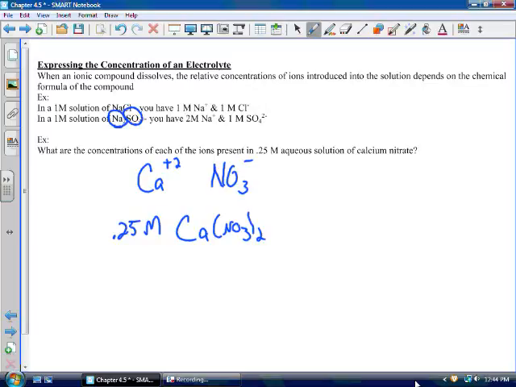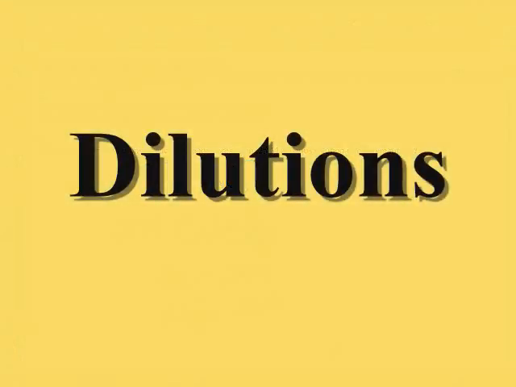The way I figure that out again is I take the number of each ion in the formula times the concentration. So calcium, since I have one of them, would be 0.25 molar. Nitrate, though, has 2 ions in the formula. So to get nitrate ion concentration, we would simply multiply by 2 and we get 0.50 molar nitrate ion concentration. All right, so expressing ion concentration is very simple, but it's a very important concept to be able to do.